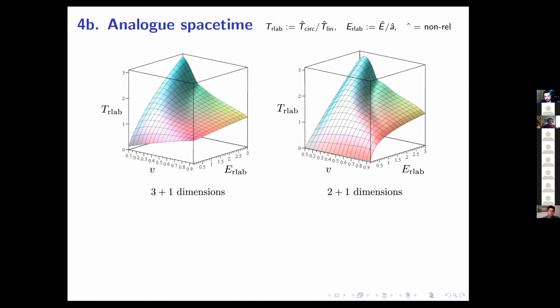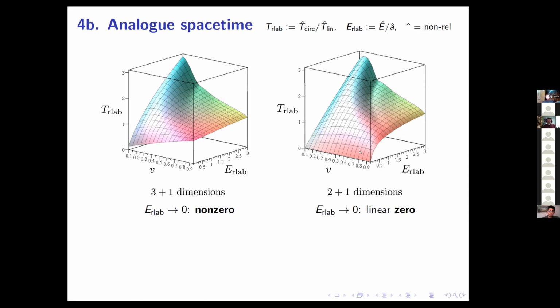There are some technical differences, okay? Right, so basically this is basically the same. Some minor technical differences. In 2 plus 1 dimensions, again you go to 0 linearly. Okay.